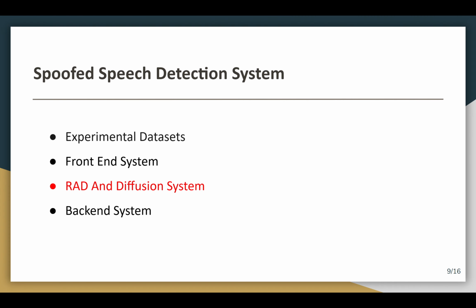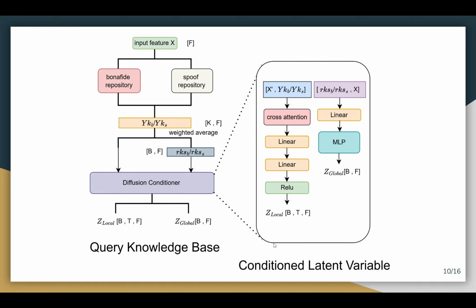And next is our RAD and diffusion system. First of all, the input feature X, which is generalized by WebLM, is used to query two separate knowledge bases, one for bona fide speech and one for spoof speech. For each knowledge base, we retrieve the top 5 most similar features. These retrieved features are then fed into the diffusion conductor in two ways.